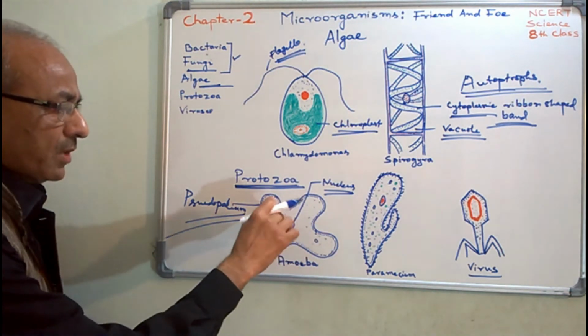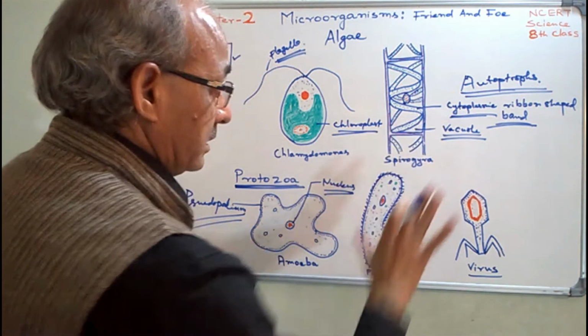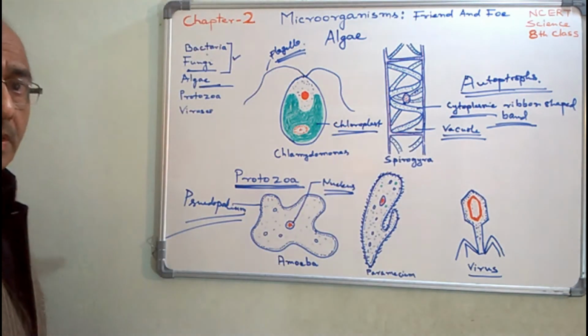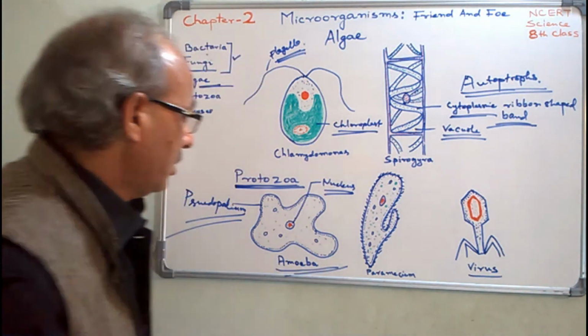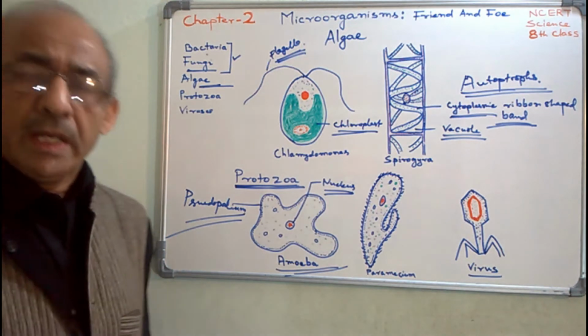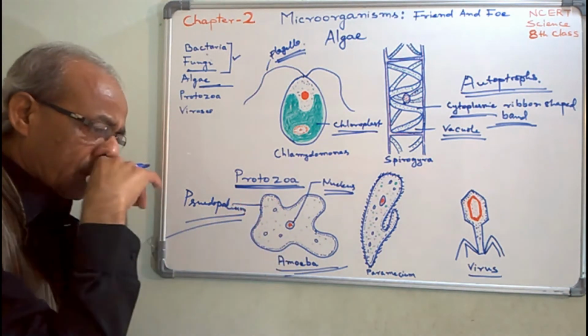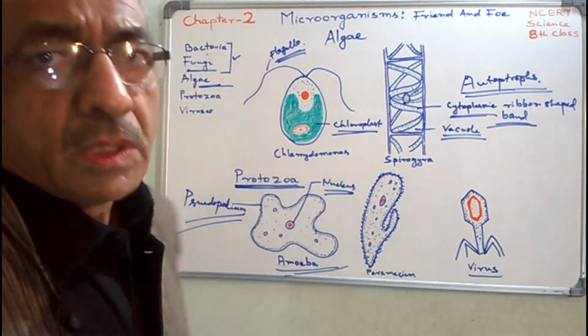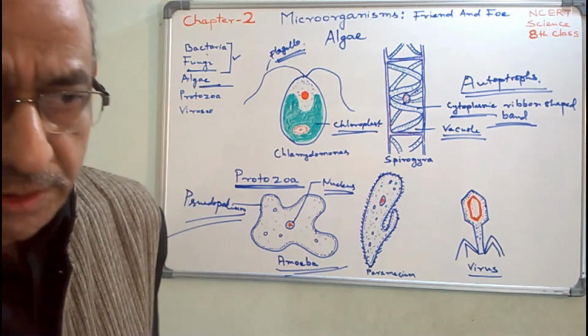A number of small vacuoles are found, not large like the spiral ones. And all the members of protozoans are heterotrophs. Some of the protozoans cause certain types of disease in human beings.